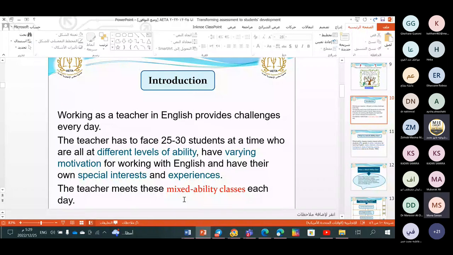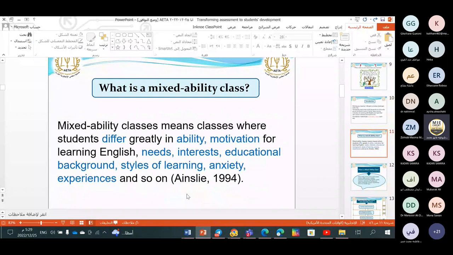Yes, thank you. So let's move to the next slide. What is a mixed ability class? As you said, mixed ability classes means classes where students differ greatly. Number one, in ability. Number two, in their motivation for learning English. As one of you said, motivation is very important. Some have a great motivation, either intrinsic or extrinsic motivation.